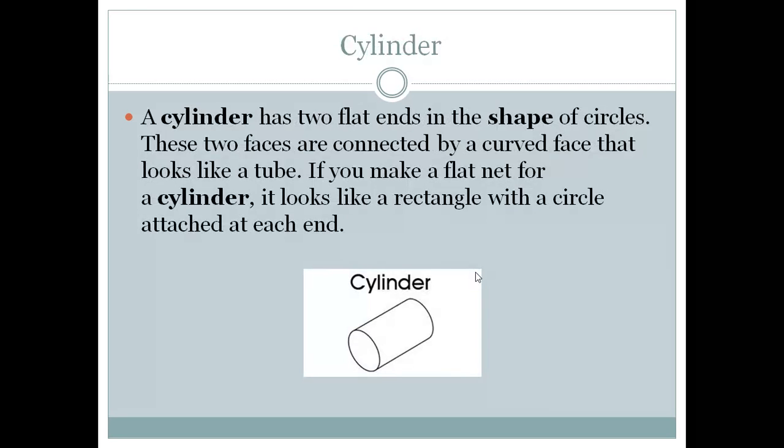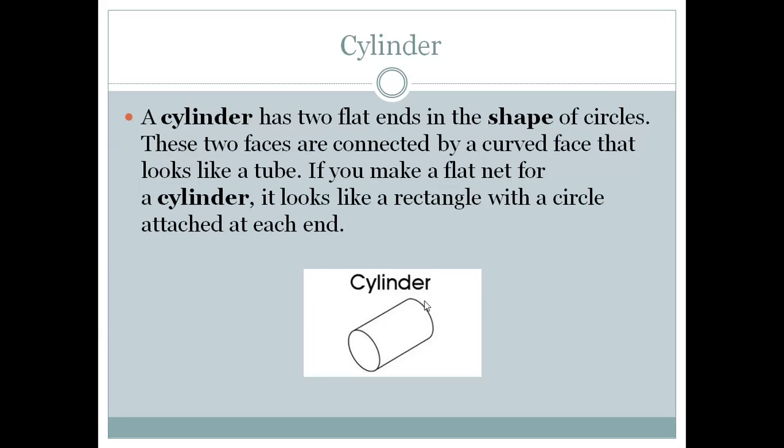Then we have the cylinder shape. This is the shape of your gas cylinder, your water bottle, your Coke can. All these are cylinder shaped. A cylinder has two flat ends in the shape of circles. You can see here is one circle and on the other side is also one circle. These two faces are connected by a curved face that looks like a tube.